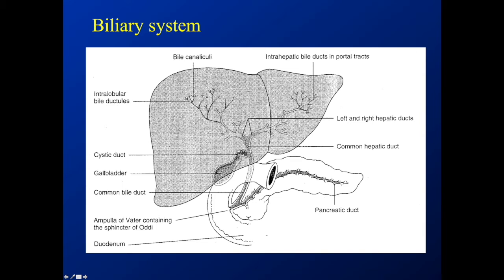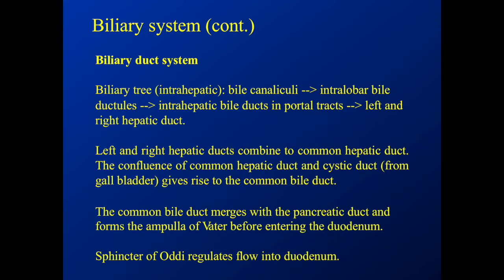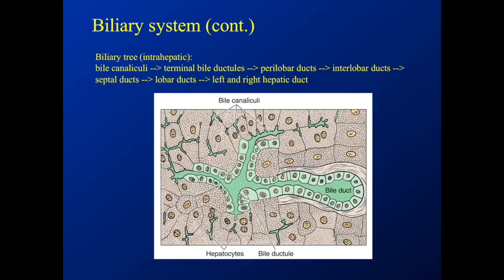that passes the cystic duct of the gallbladder, and then this becomes the common bile duct, and then you have the pancreatic duct joining with the common bile duct, and at the end you have the ampulla of Vater containing the sphincter of Oddi that regulates flow. So this slide summarizes what I just basically said, so you can read that in your own time.